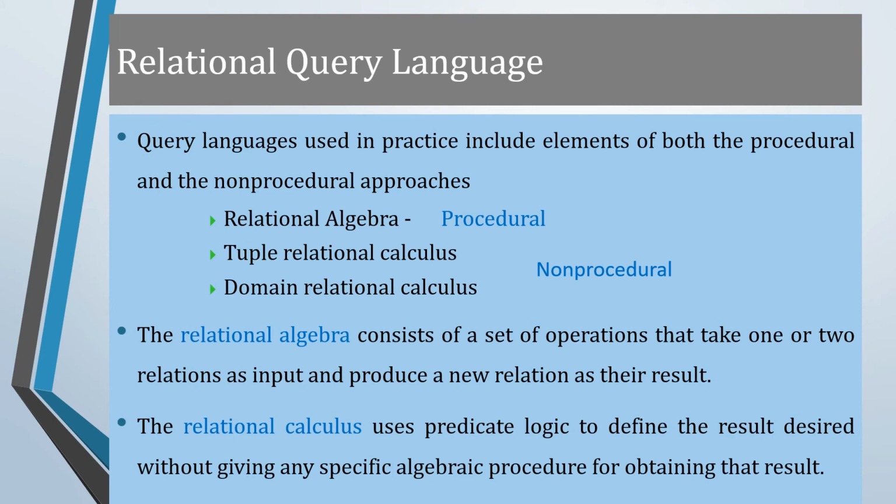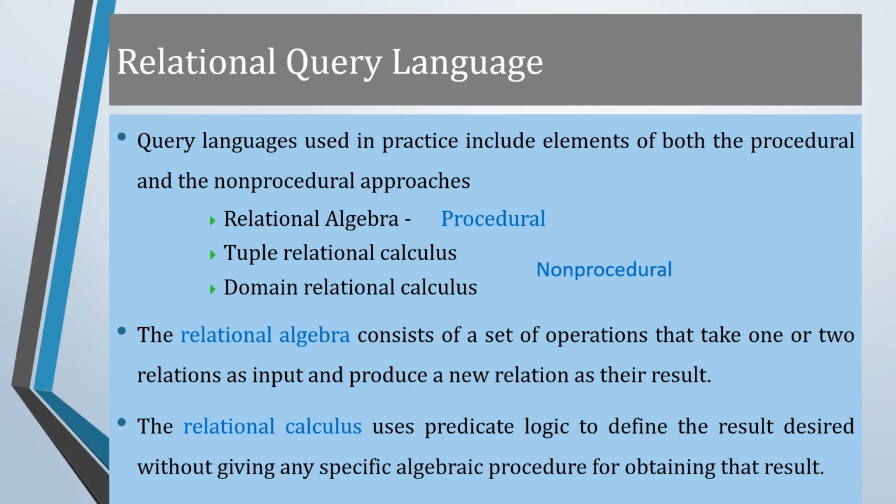The query languages used in practice include elements of both the procedural as well as the non-procedural approaches. The relational algebra is an example of a procedural language, whereas the tuple relational calculus and domain relational calculus are non-procedural languages. The relational algebra consists of a set of operations that take one or two relations as inputs and produce a new relation as the result.